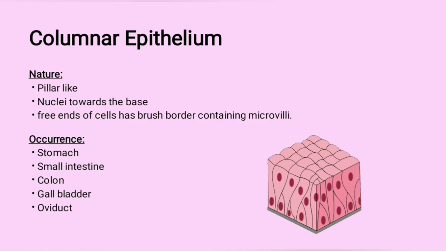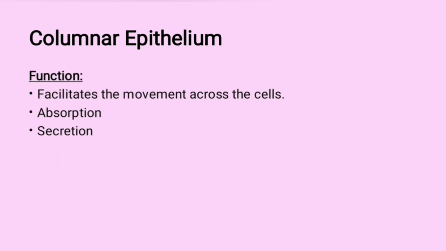You have heard that the mucous membrane is present in your stomach. It prevents your stomach from degradation due to the HCl present in the stomach. So mainly the mucous membrane in your stomach, small intestine and colon is made up of columnar epithelium tissues. It also forms the lining of the gallbladder and oviducts and facilitates movement across the cells. Its main functions include absorption in organs such as the stomach and intestine, and secretion of mucus by goblet cells or the mucous membrane. Absorption and secretion are the main functions of the columnar epithelium tissues.